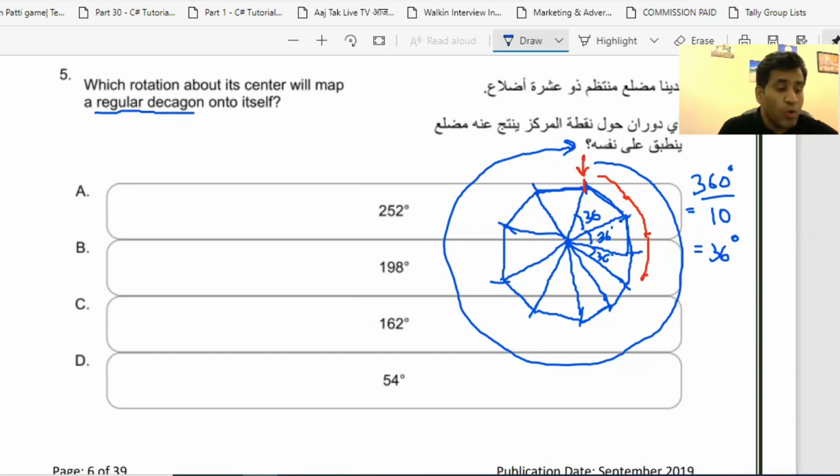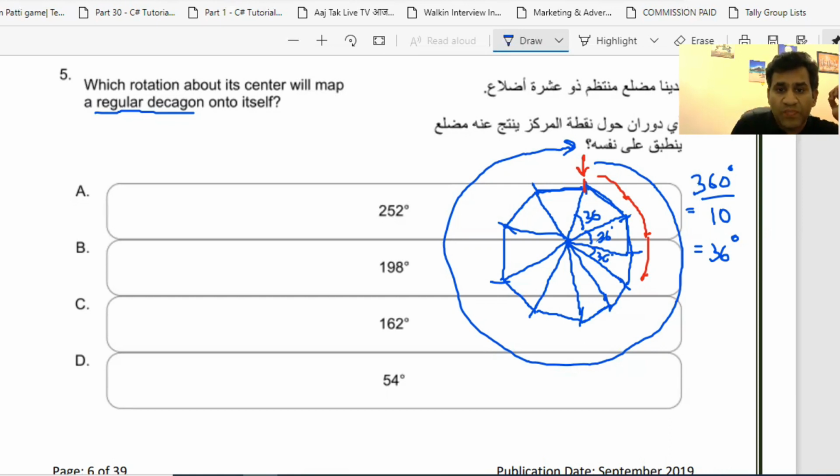Now how do I answer what they are asking us? To map a regular decagon onto itself, whatever angle they have mentioned here should be a multiple of 36. With every rotation, the regular decagon is mapping onto itself. So I need to check which angle is a multiple of 36. A simple way to check is to divide each option given as an angle by 36, and see which result gives you an integer value.